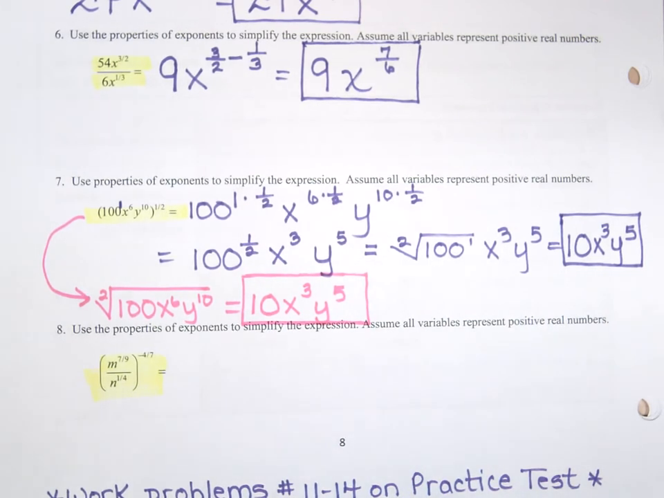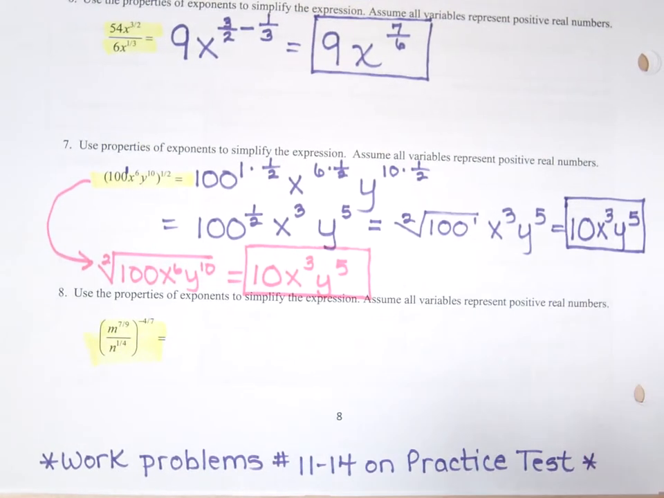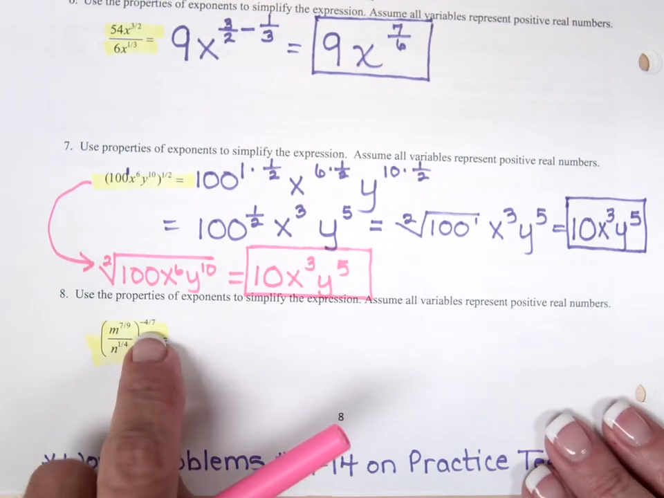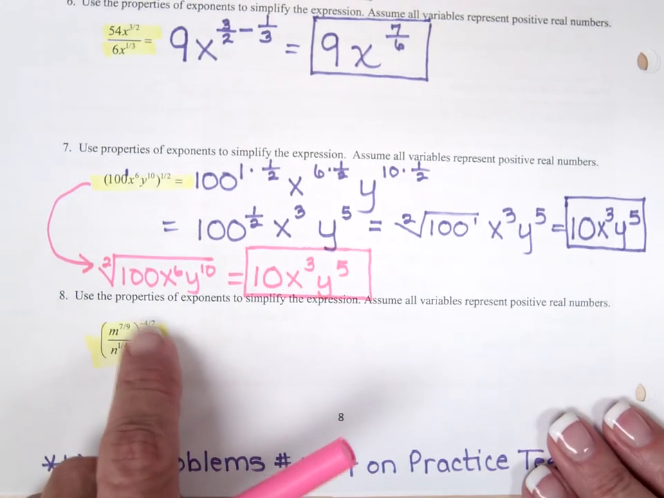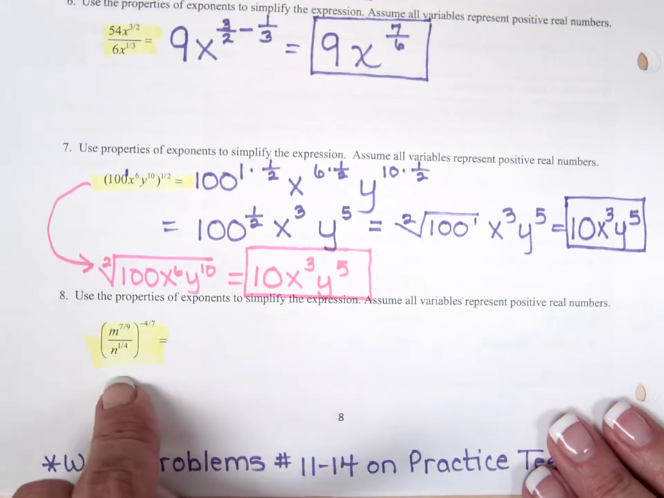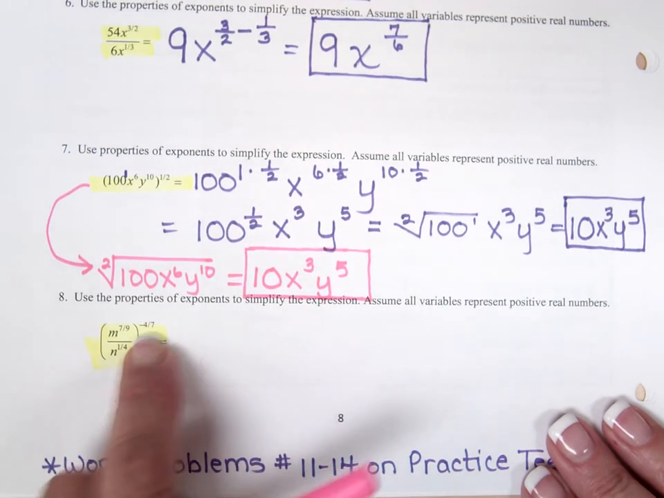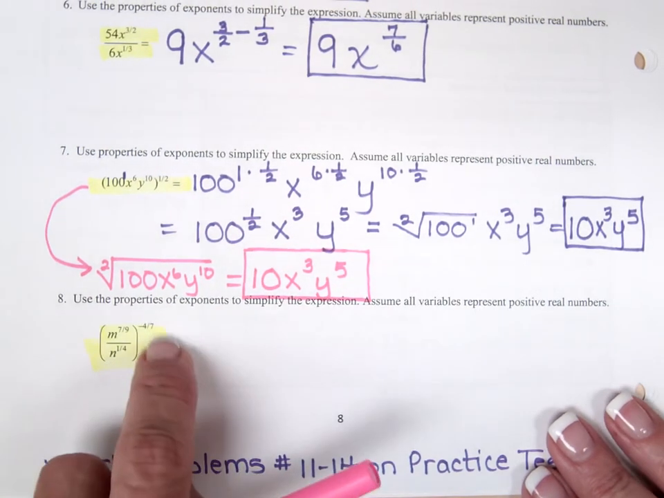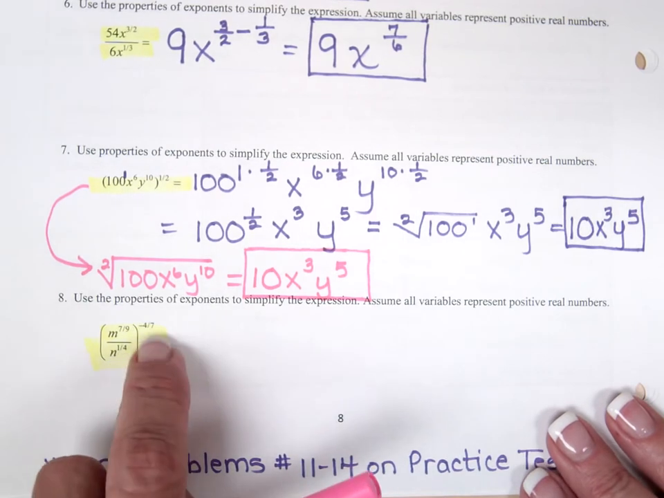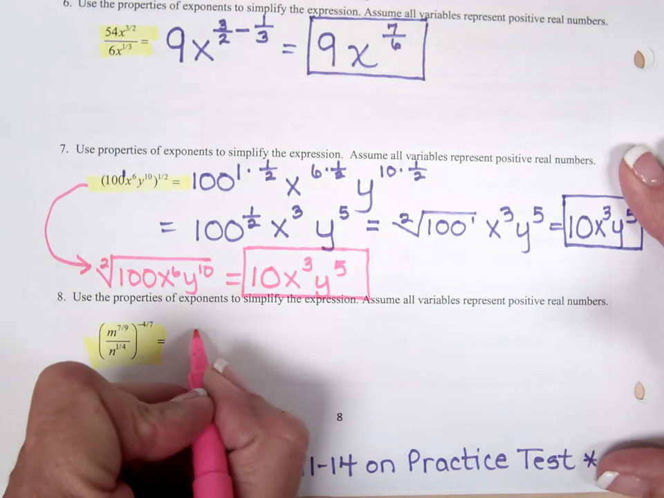So let's look at number 8. Number 8 is use properties of exponents. So what property is that? It's a power outside, right? And this is division. That was a power of a product. This is a power of a quotient, but it's the same rule. You still multiply the exponents anytime it's the power rule. So this would be your work step for the test.